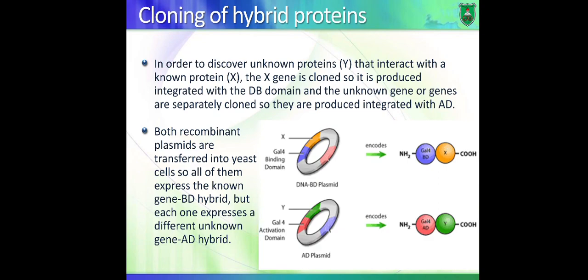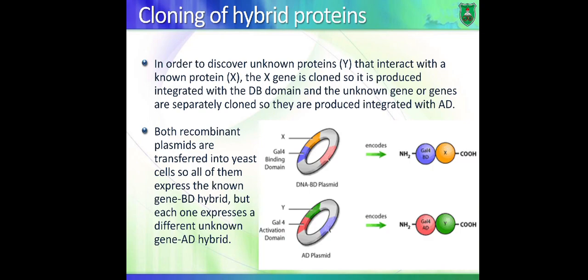So if we have this plasmid only inside these cells, you would have Y with the activation domain, but there again would be no induction of transcription. Why? Because there is no DNA binding domain. Okay, remember that we have different plasmids with different Y genes. So each yeast cell would produce a different Y gene.